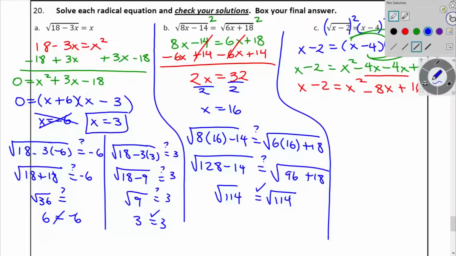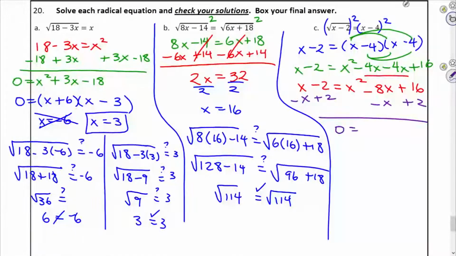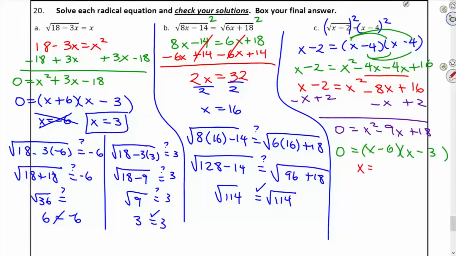Now, to get everything on one side, I will subtract x from both sides and add 2 to both sides, and I get 0 is equal to x squared minus 9x plus 18. And this is factorable. So I need two numbers that will multiply to be 18 and add to be negative 9, and that is negative 6 and negative 3. So using the zero product property, I get x is equal to 6 and x is equal to 3.